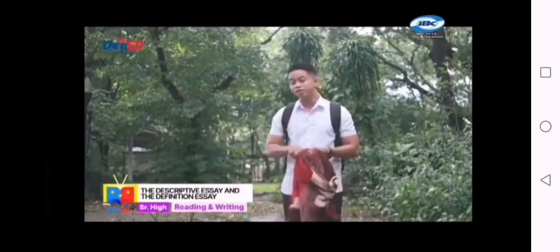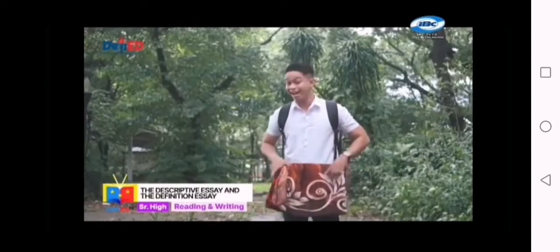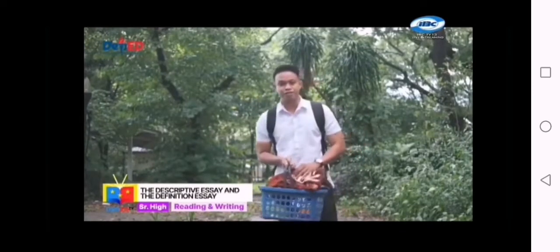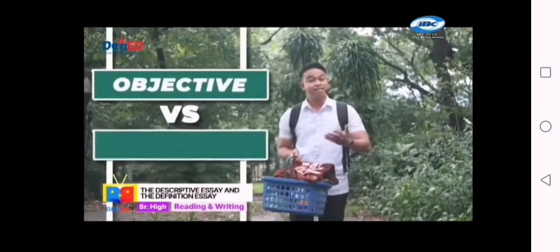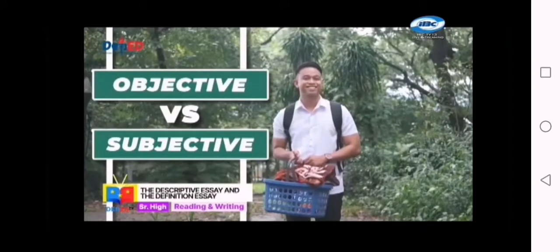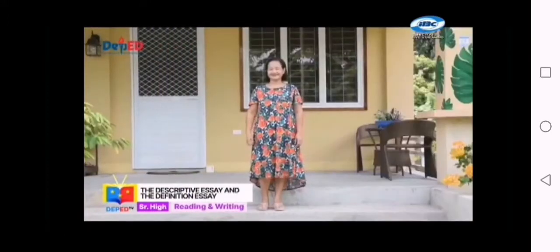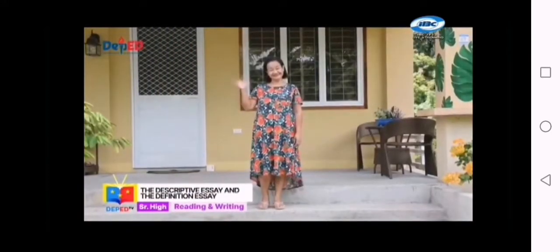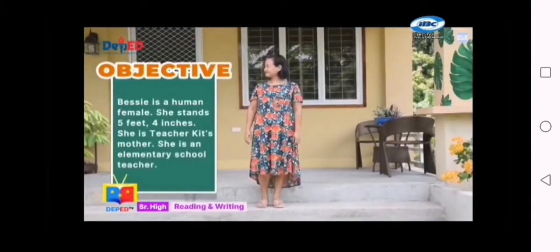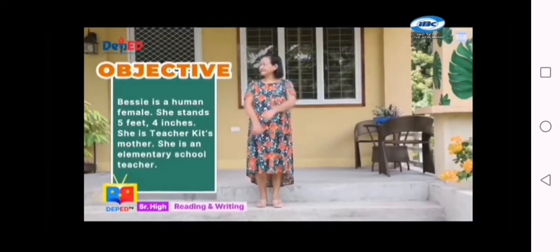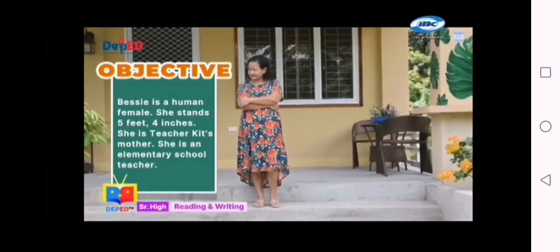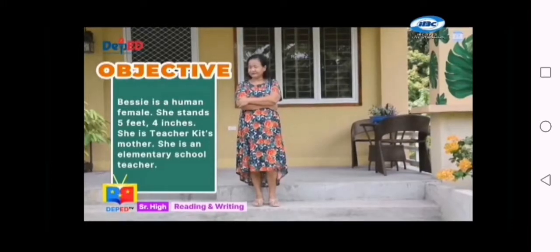Now that we know what to describe, let us now learn how to describe. There are two types of descriptions, objective descriptions and subjective descriptions. Let's look at how these two descriptions work. This is my mother. Her name is Bessie. Here are two descriptions of my mom. Bessie is a human female. She stands 5 feet 4 inches. She is teacher Kit's mother. She is an elementary school teacher.